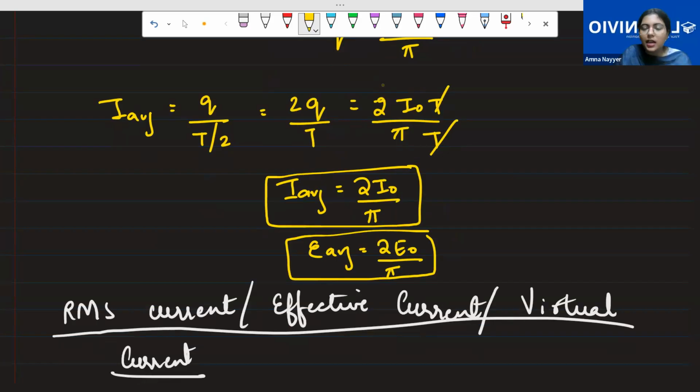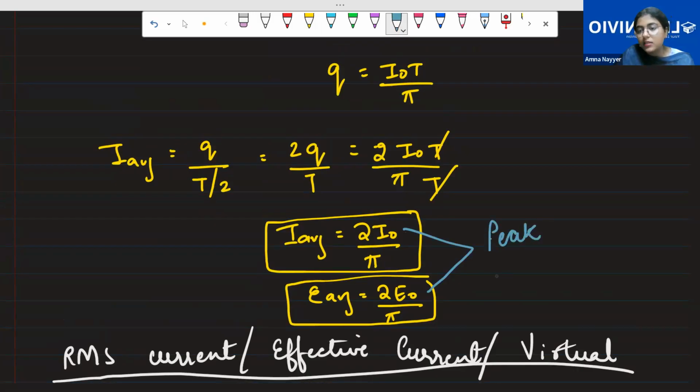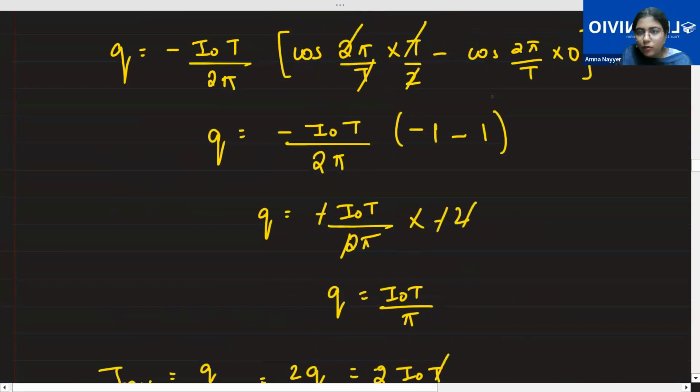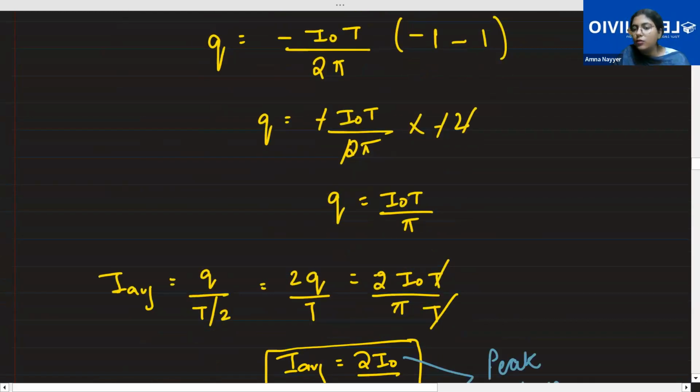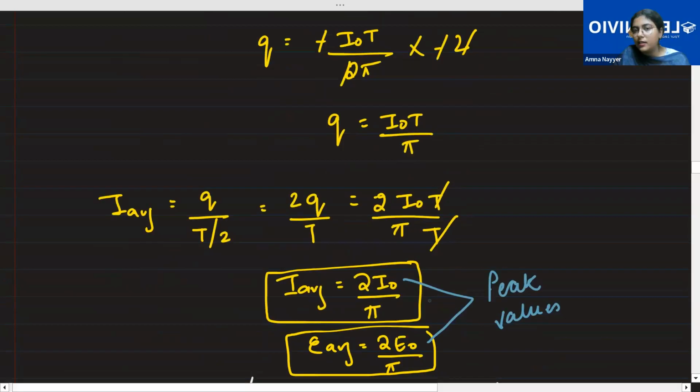Now we'll talk about an RMS value also. So remember, I naught and E naught, when we talk, these are the peak values. Peak values means maximum values. So this derivation just has one small change. What was there? T by 2 was there. So instead of 0, this is -2. So you're getting a value I naught T by pi. Charge is I naught T by pi. Time is T by 2. When you take the ratio, you are left with 2 I naught by pi.